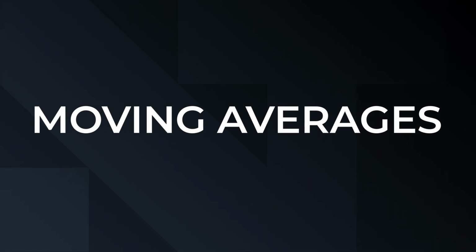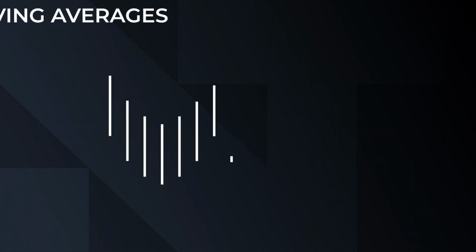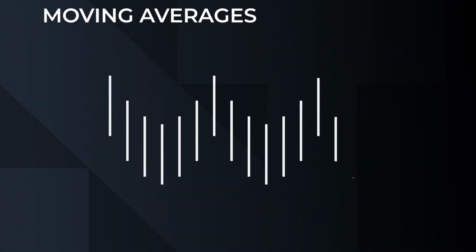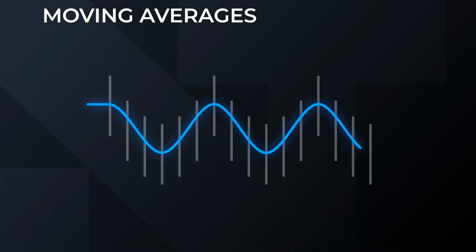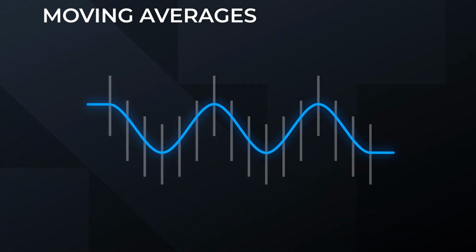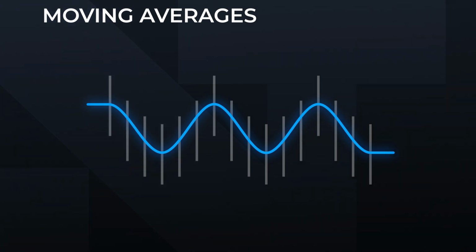Moving averages. The most common indicator in technical analysis is the moving average. The moving average smooths the data such that an overall trend is easy to see, especially in markets where there is a lot of chop or churn.